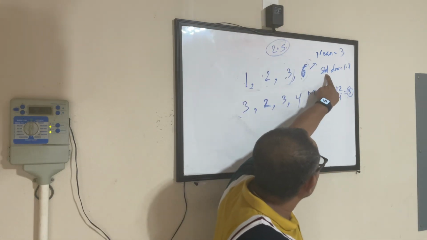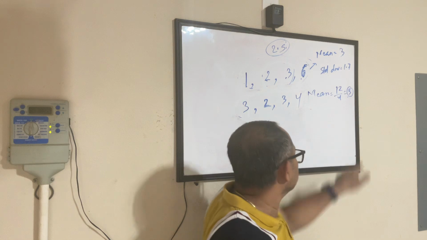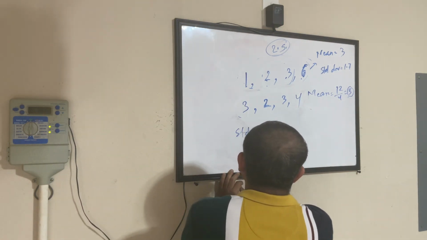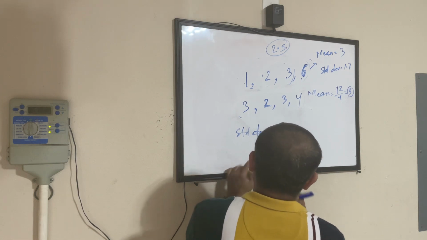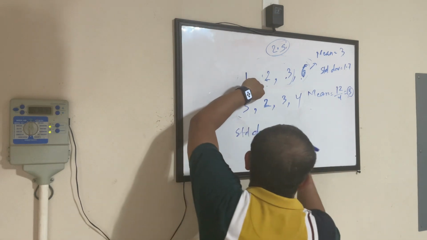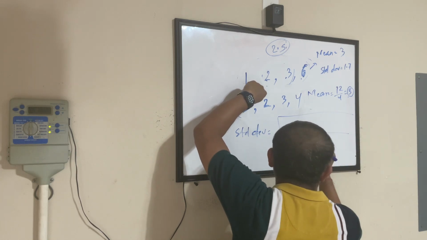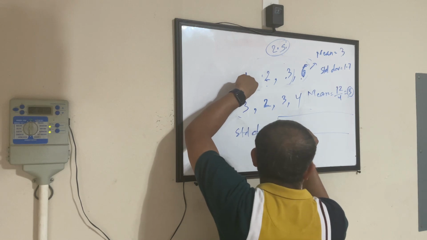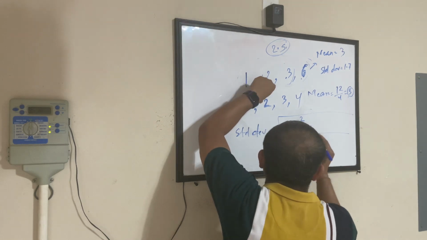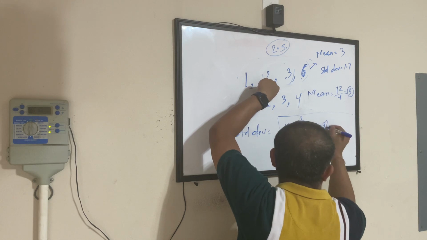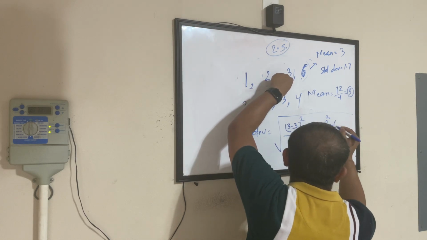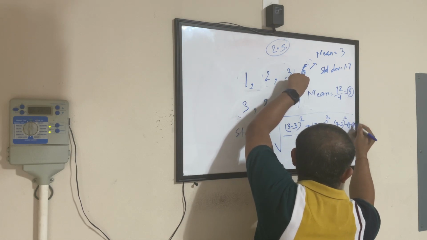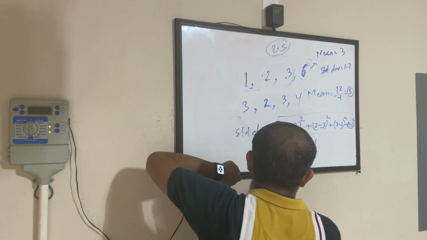In the previous case, I found a standard deviation of 1.7. Let's see what my standard deviation will be in this case. It's the square root of, again, 4 numbers. First number minus the mean, 3 minus 3, squared. Plus second number minus the mean, squared. Plus third number minus the mean, squared. Plus fourth number minus the mean, squared.